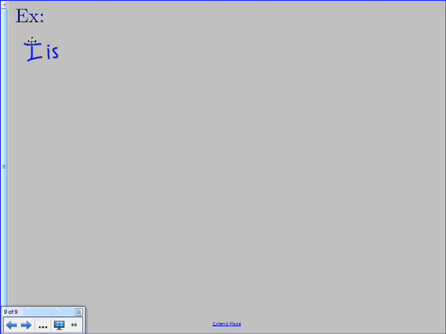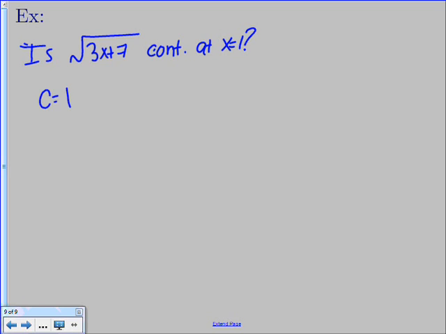So our question here is: is the square root of 3x plus 7 continuous at x equaling 1? Okay, so we're going to define some things. So first we need to know what our c value is, and it looks like our c is 1 from what the problem says. And then we need to define our f of x and g of x.